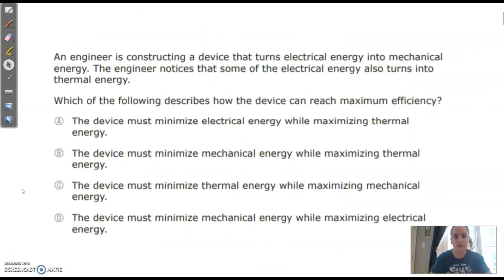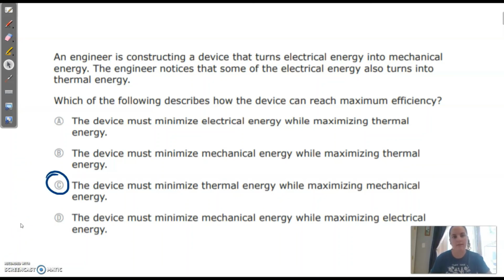An engineer is constructing a device that turns electrical energy into mechanical energy. The engineer notices that some of the electrical energy also turns into thermal energy. Which of the following describes how the device can reach maximum efficiency?